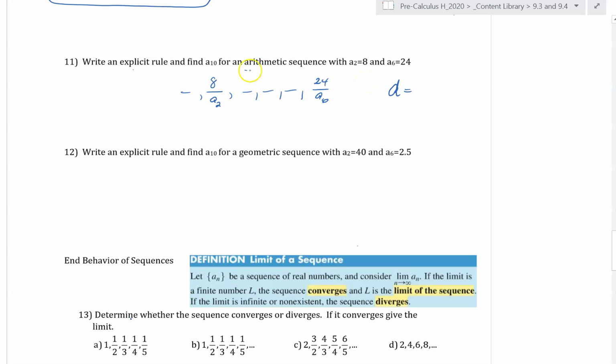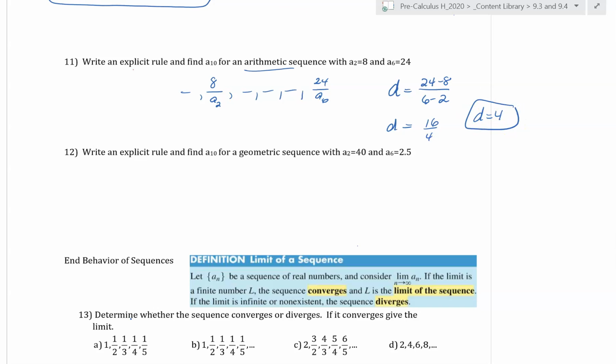It told us it was arithmetic, so to find the common difference, we do 24 minus 8, but it took 4 steps to get from the second term to the sixth term. So we would divide by 6 minus 2, which is 4. So the common difference is 16 divided by 4. The common difference is 4.